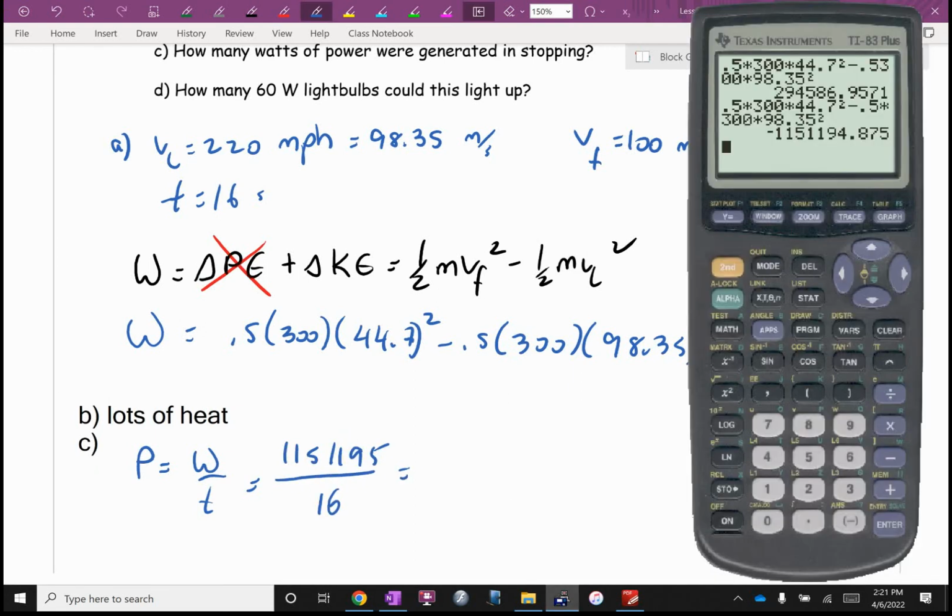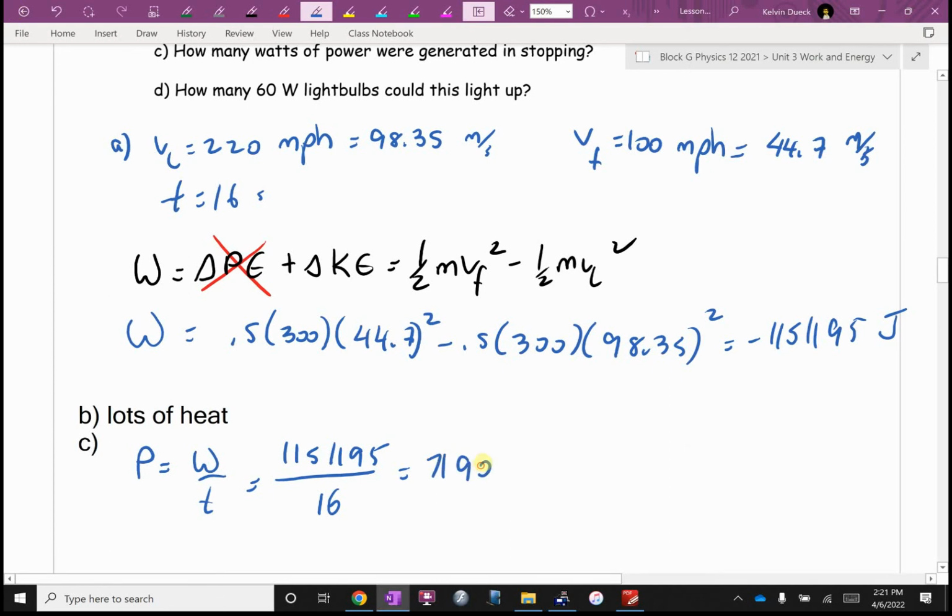Divided by 16. So I'm going to multiply by negative 1 to get rid of the negative, and then divide by 16. And I get basically 71,900 watts of power.